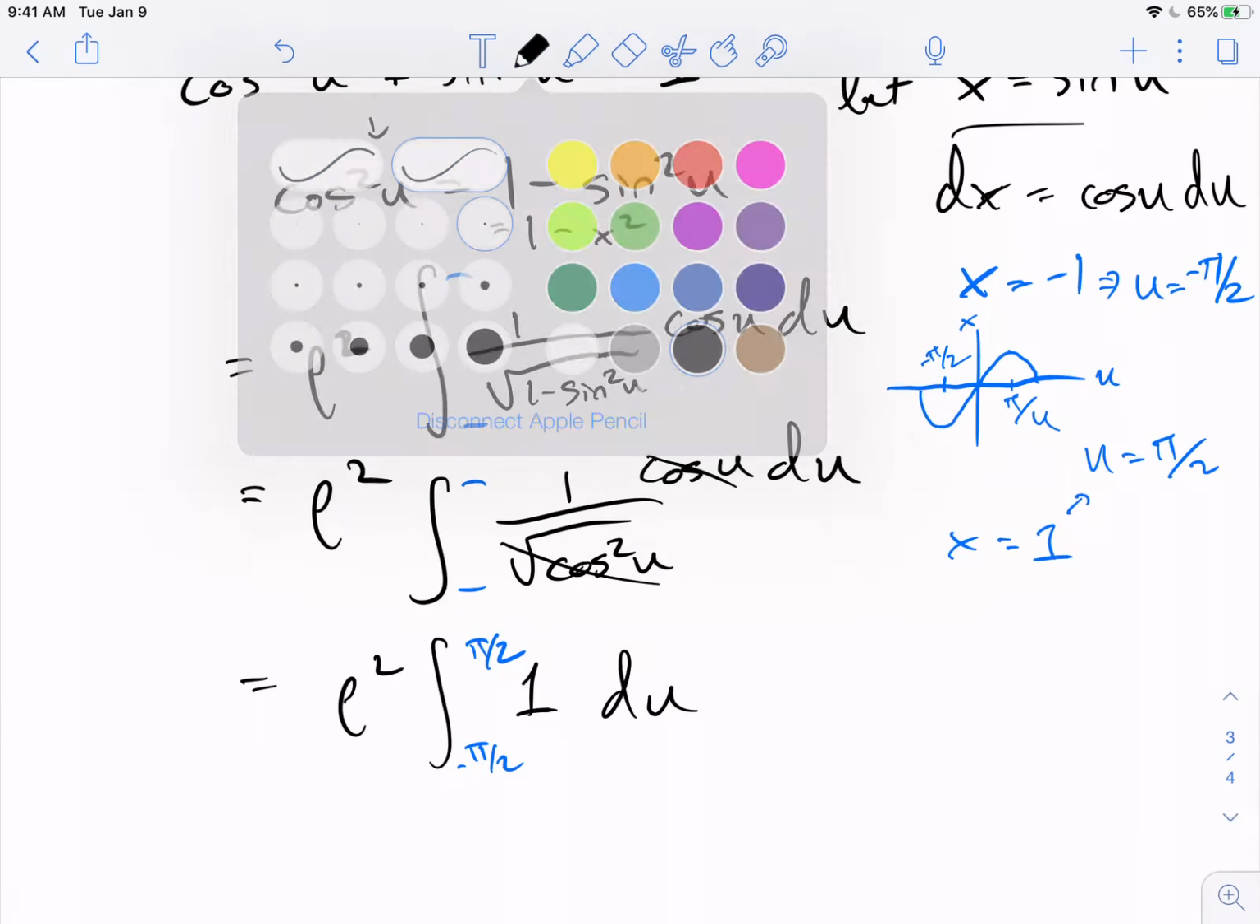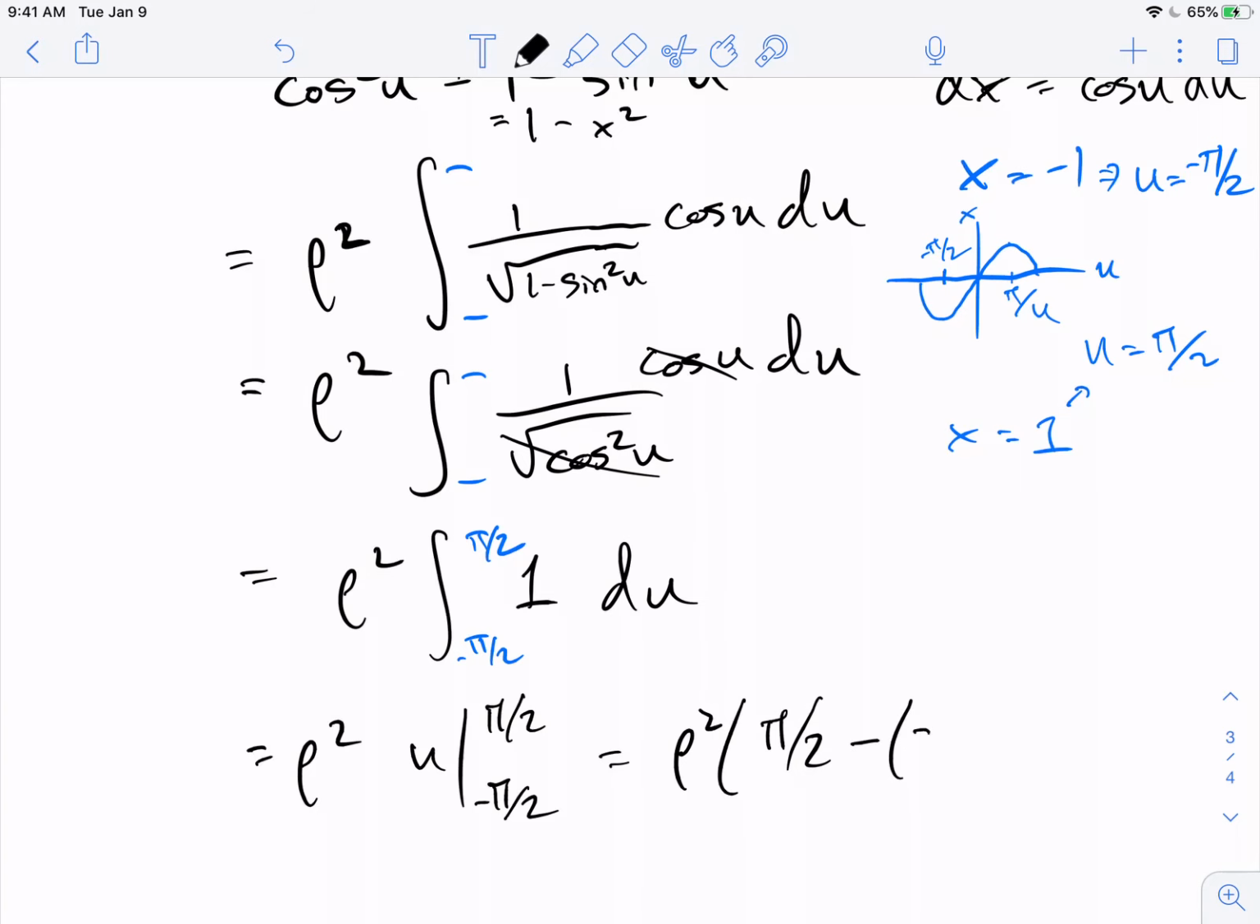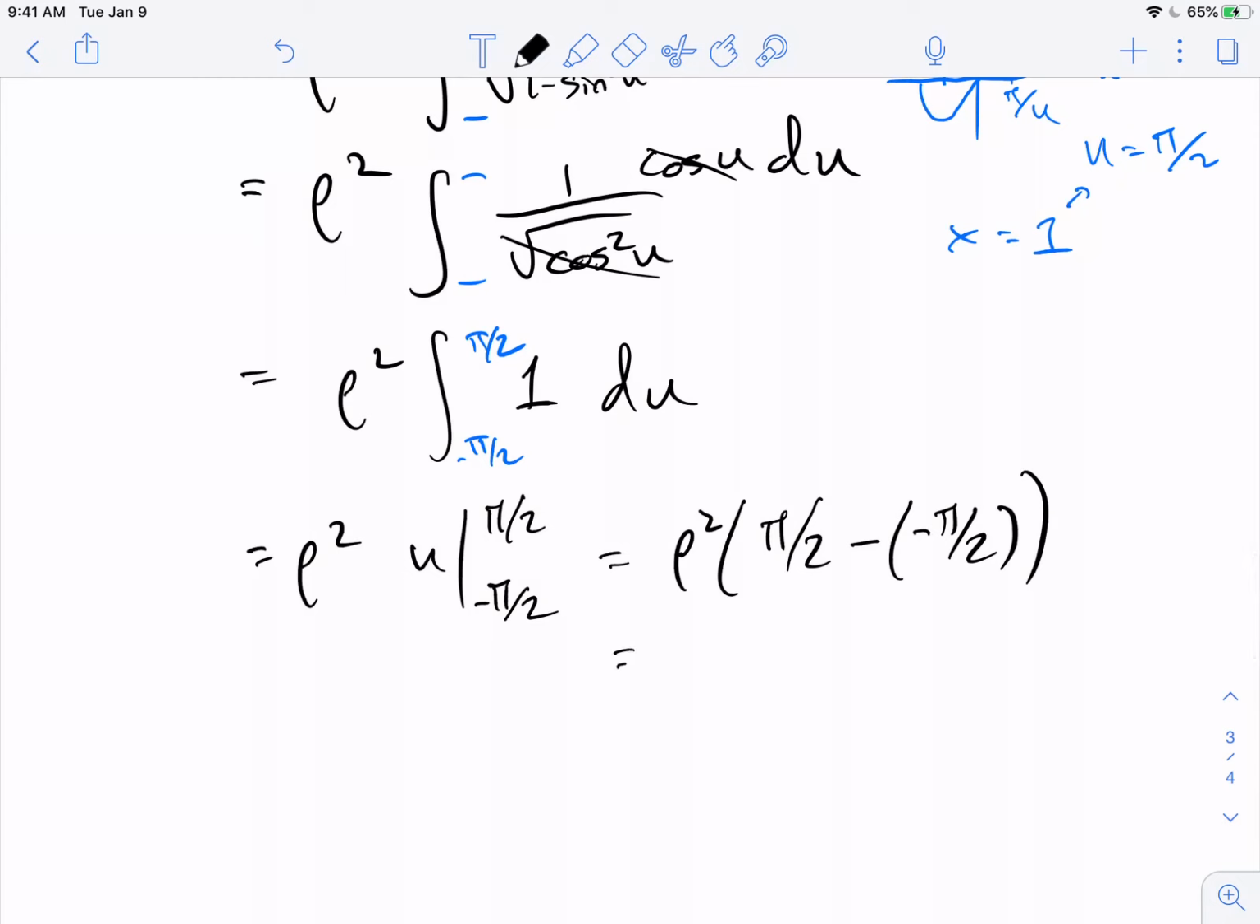And now I can finish the integral. So this is just equal to rho squared. Antiderivative of 1 is just u, so u from negative pi over 2 to pi over 2. And I get 2 times pi over 2 times rho squared, so I get rho squared pi. So that is the area of an ideal triangle in a hyperbolic space of radius rho.